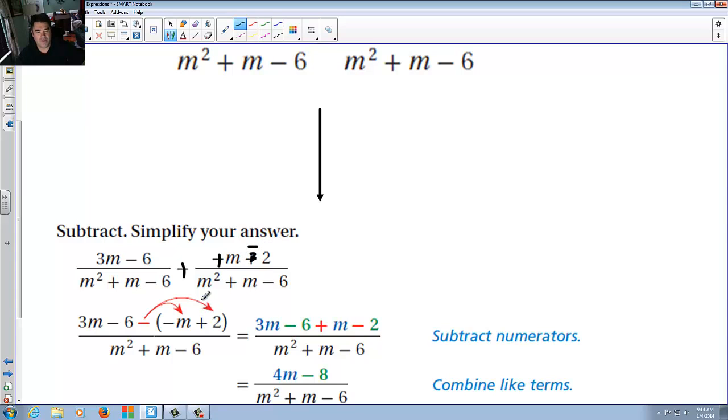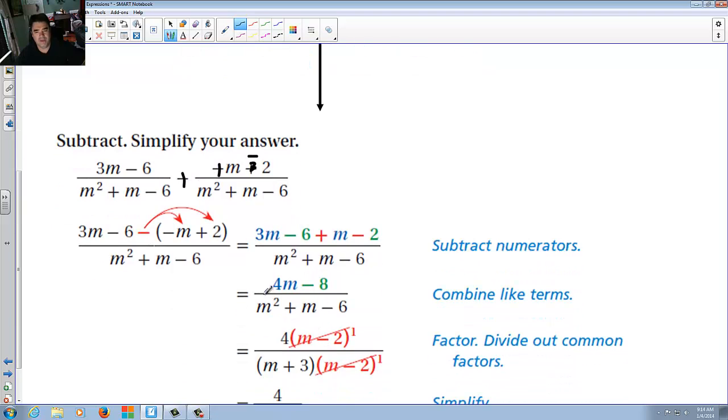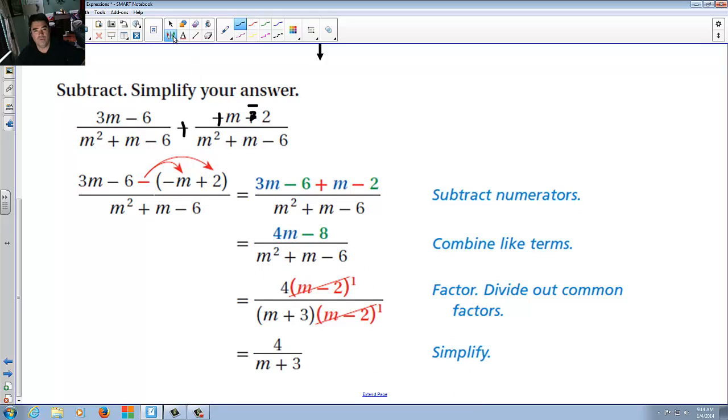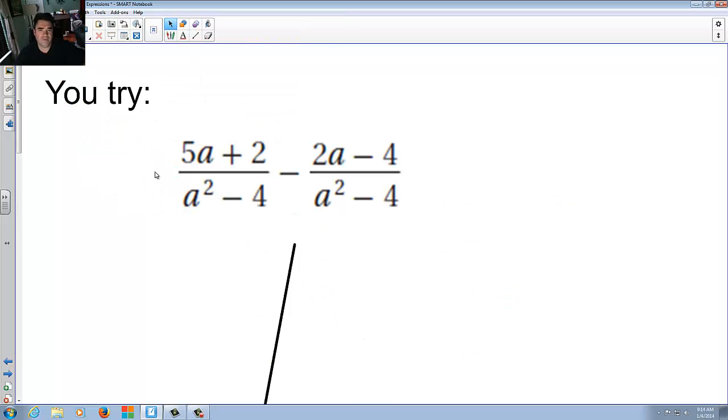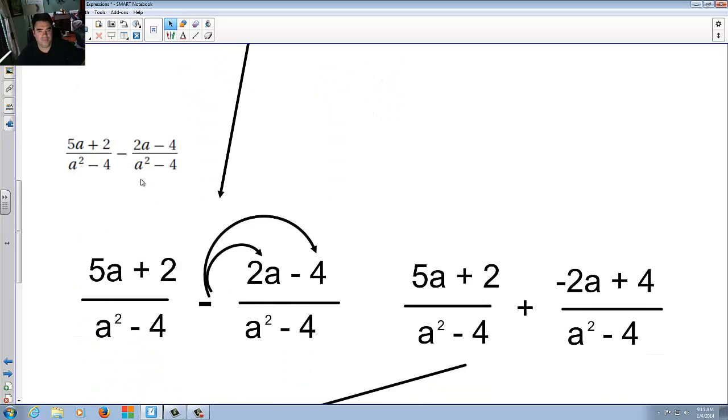So then you're going to say, okay, I have 3m plus a positive m, it's going to make 4m. Negative 6 plus a negative 2 is going to make negative 8. From there, you go ahead and pull a 4 out, like you did, m minus 2. And m squared plus m minus 6 is going to be m plus 3, and m minus 2, cancel, cancel, 4 over m plus 3. You try. Same idea, go ahead. Let's see how you did.